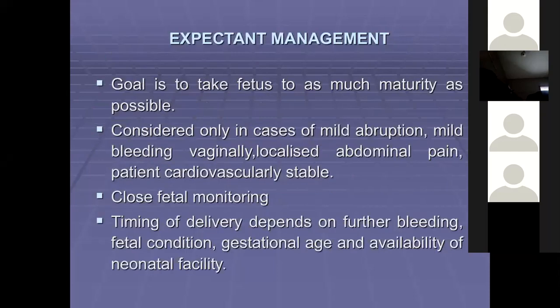In case of expectant management, the goal is to take the fetus to as much maturity as possible, considered only in cases of mild abruption, mild vaginal bleeding, localized abdominal pain, patient cardiovascularly totally stable. Then we can make a decision for expectant management. Close fetal monitoring, again, there is a need to closely monitor the fetal heart rate. Timing of delivery depends on further bleeding, fetal condition, gestational age, and availability of neonatal facilities.